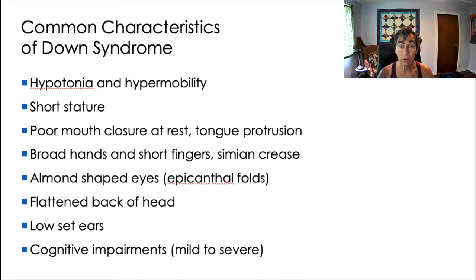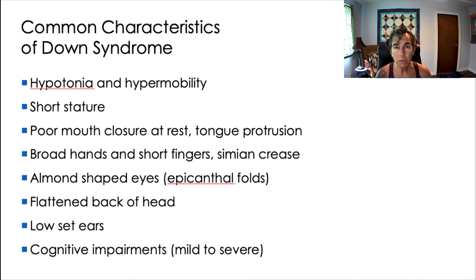Individuals with Down syndrome also have broad hands and short fingers, and they have something called a simian crease, which means if you look at your hand, you have typically a crease up here, a crease that comes over here, and a third crease that comes down and around the thenar eminence. In individuals with Down syndrome, they have a single crease that goes across like this.